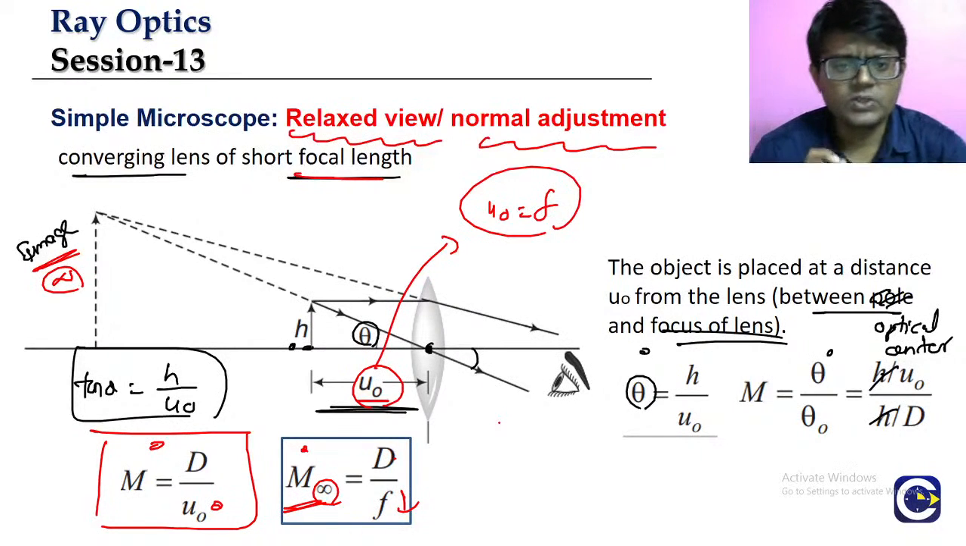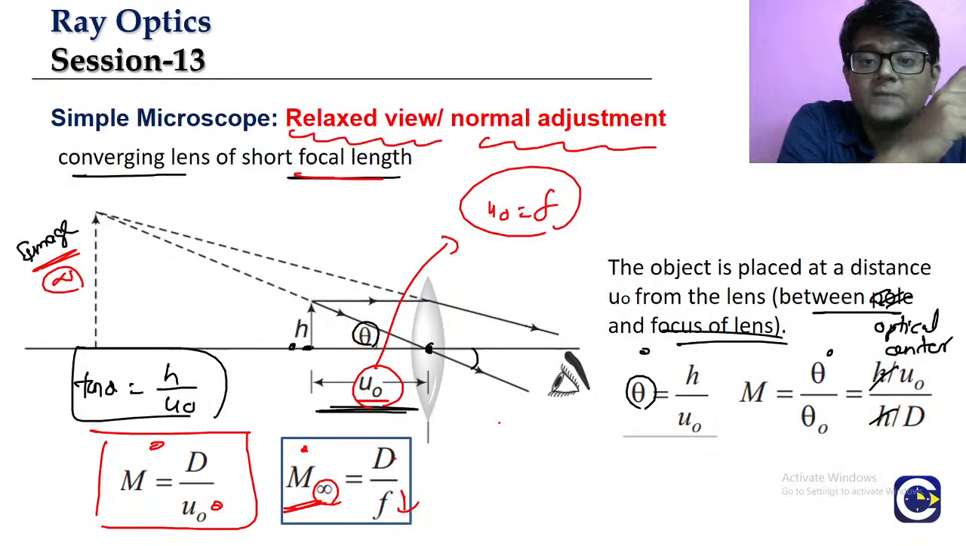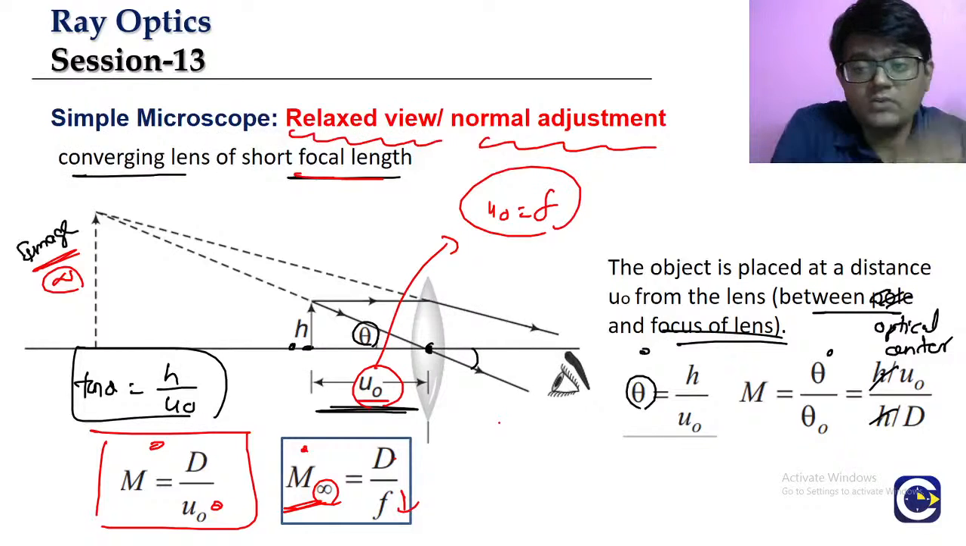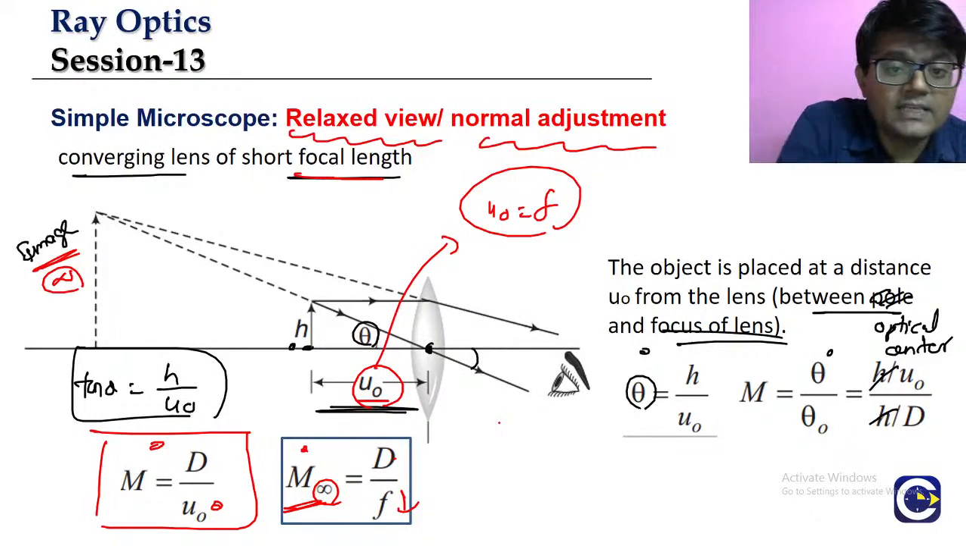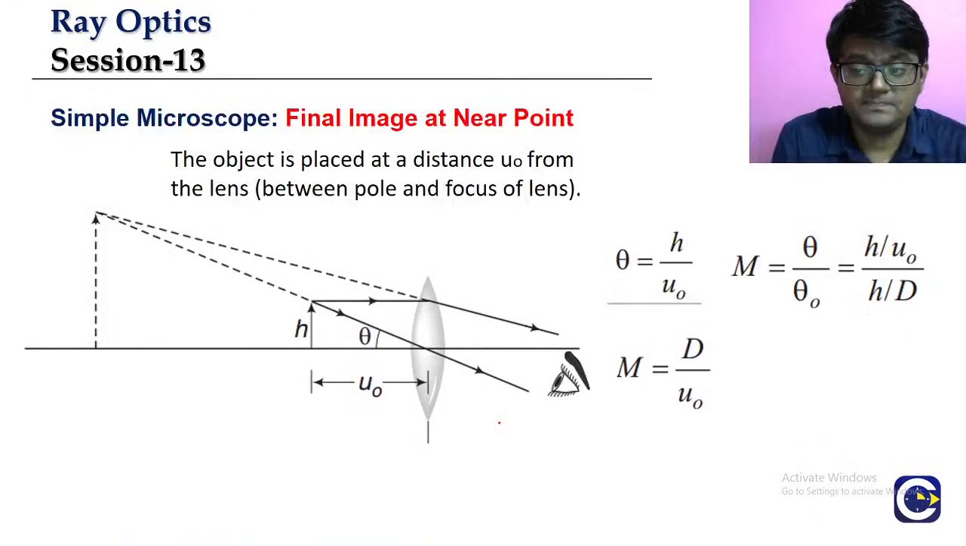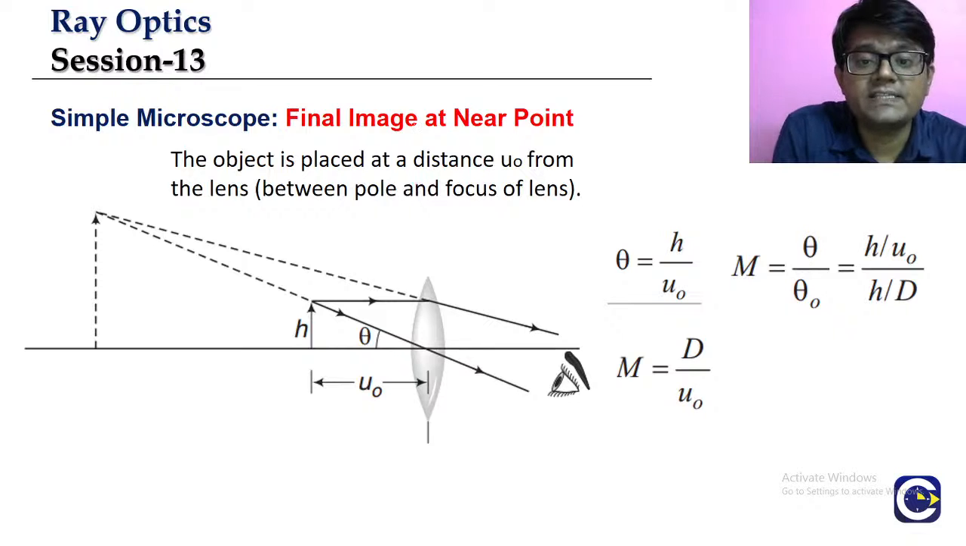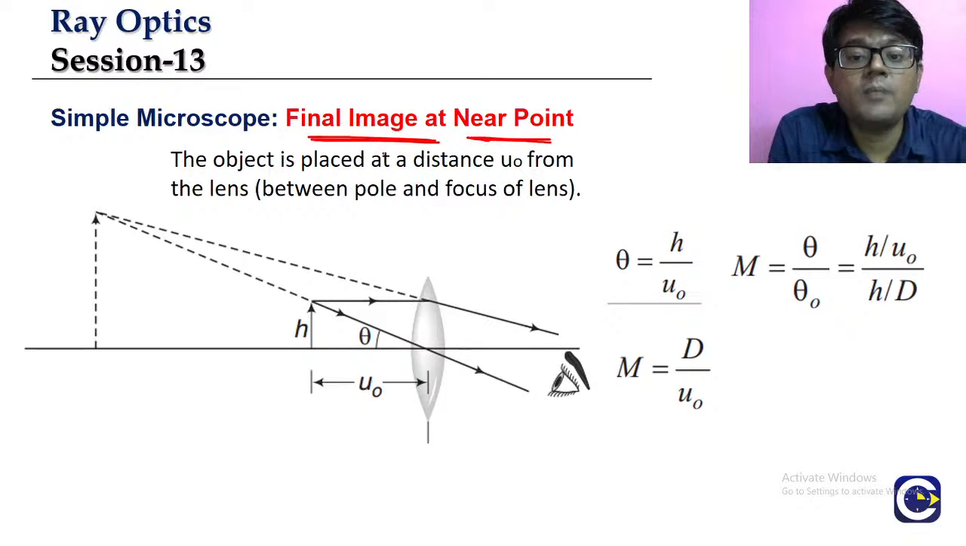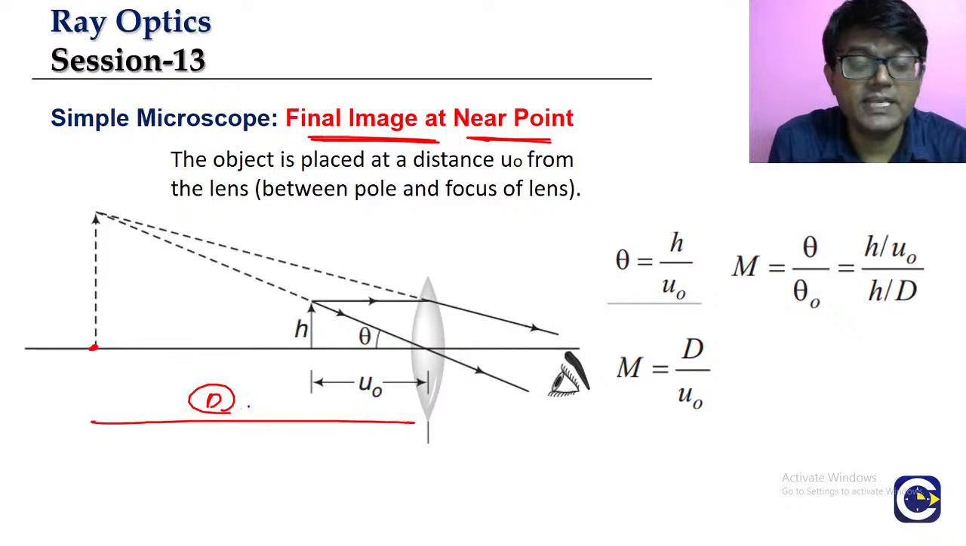Okay, so this is the magnifying power of the simple microscope in the normal adjustment or the relaxed view. In this we are forming the final image at infinity. Now we will go to the second way of arranging this. The final image is formed at the near point. Near point means the distance will be D.